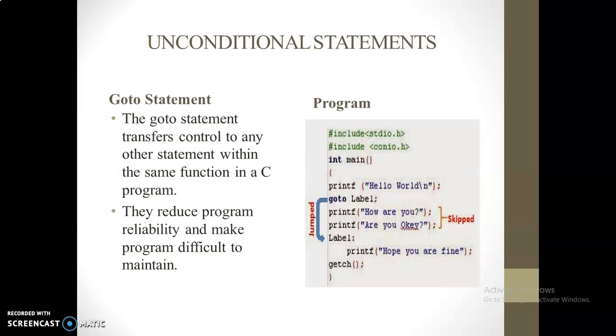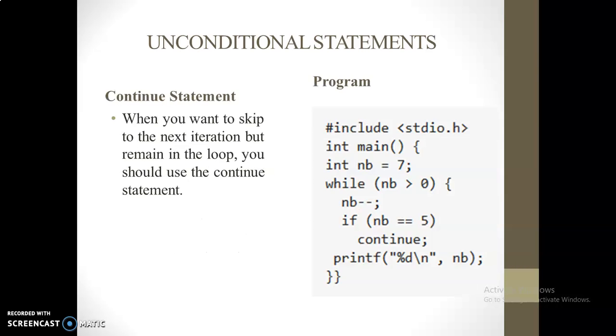The next one, goto statement. The goto statement always transfers control from one statement to another, but it will transfer control only within the same function. It reduces the program reliability and it makes it more difficult to maintain the conditions. So in our example program, the goto statement is used, and here the value will be jumped or skipped from one place to another.